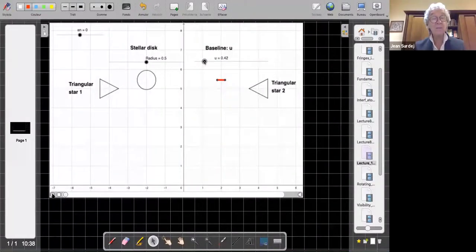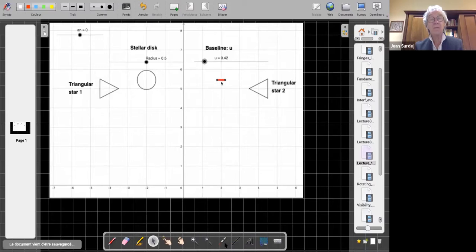We have represented in this GeoGebra video an interferometer with a variable horizontal baseline length, resulting in the variable space frequency u that I set now to the value of 0.42. And three stars, whose projections on the plane of the sky are a circular disk and two asymmetric triangles, as seen by the horizontal baseline. Let's first concentrate on the circular stellar disk.